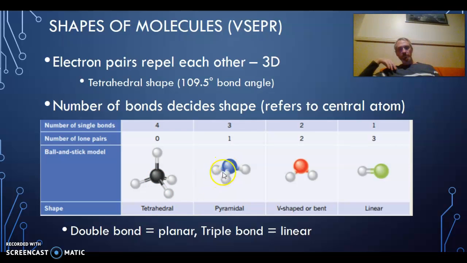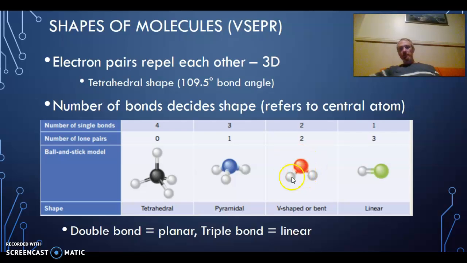If I've got 3 bonds, and so I've got 3 hydrogens here, I've got a lone pair up here which isn't shown. The shape that we get with this central atom is like a pyramid. Surprisingly, or not surprisingly, we call it a pyramidal shape. And you might recognize that this one has to be nitrogen because it forms 3 single bonds.